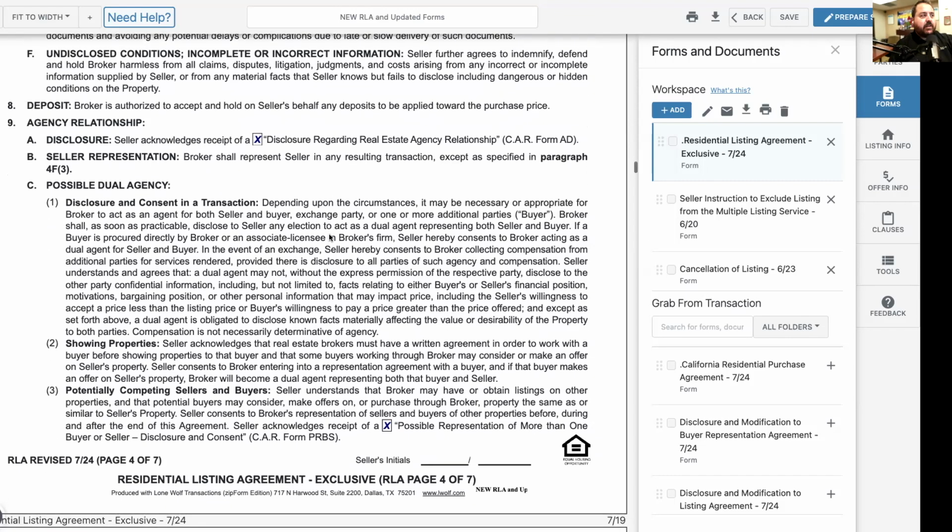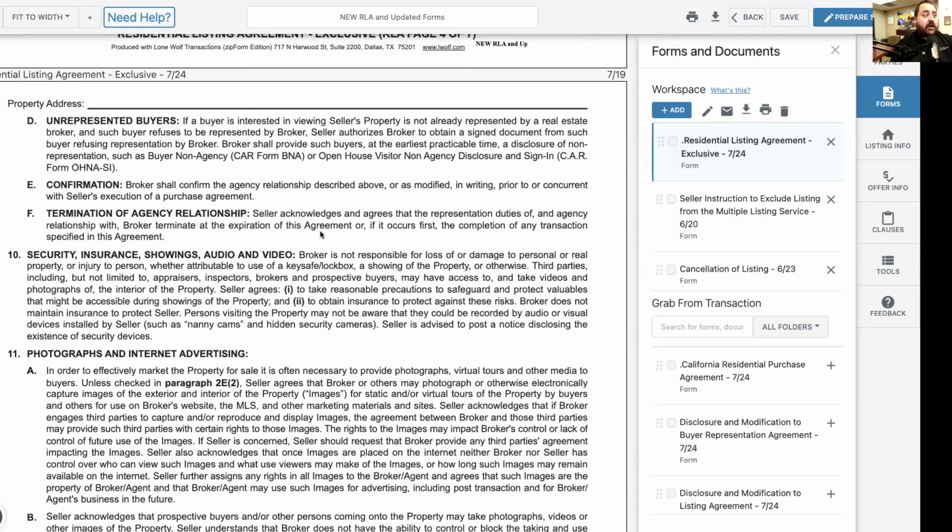This is about the agency relationships, just like in the purchase agreement. It just talks about how you could be represented by an agent, dual agency, listing, seller's agent or a buyer's agent. This talks about unrepresented buyers. If a buyer is interested in viewing seller's property, is not already represented by a real estate broker, and such buyer refuses to be represented by a broker, seller authorizes broker to obtain a signed document from such buyer refusing representation by broker. Broker shall provide such buyers at the earliest practicable time a disclosure of non-representation, such as a buyer non-agency or an open house visitor non-agency disclosure and sign-in.